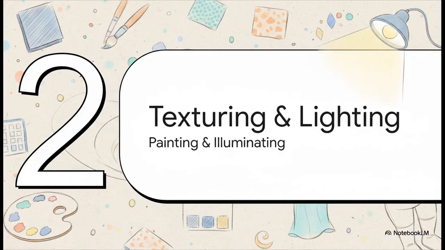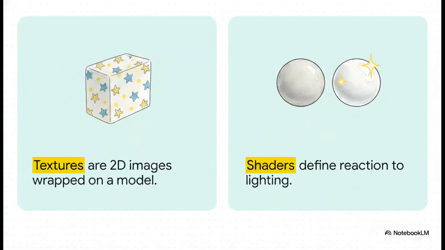All right, moving on to Stage 2, texturing, shaders, and lighting, painting and illuminating. Okay, so a massive sticking point for beginners is the difference between textures and shaders. Best way to get it? Think of textures as the visual pattern, like printed wrapping paper. Shaders, on the other hand, are the physical material properties, like whether that paper is matte or glossy or metallic.